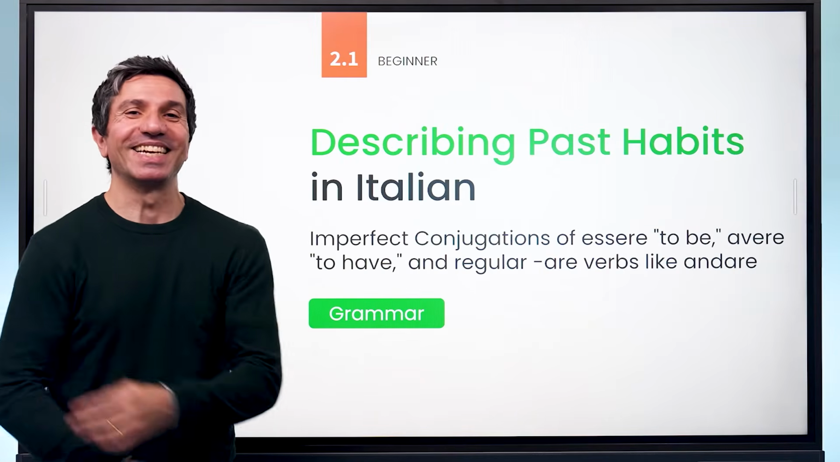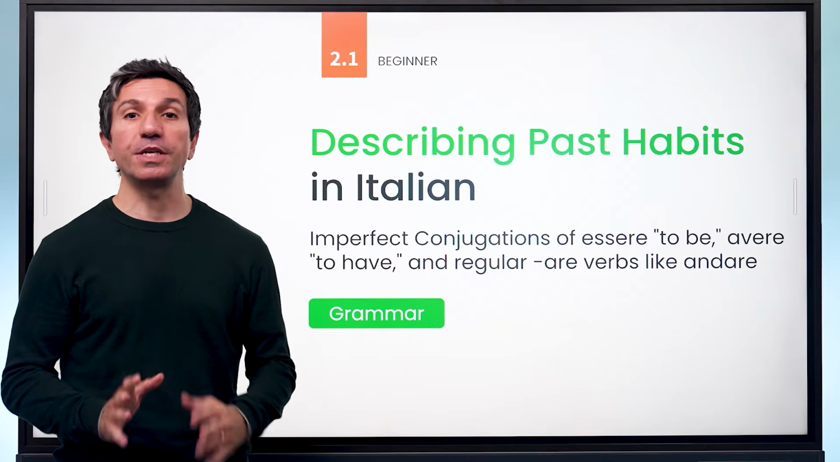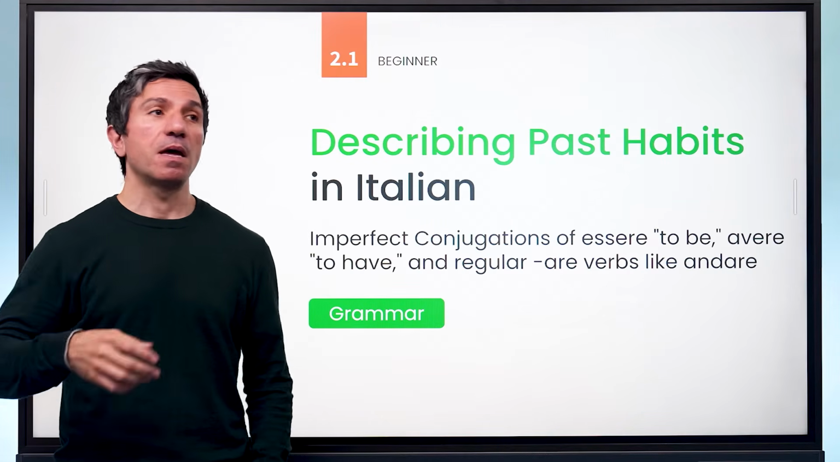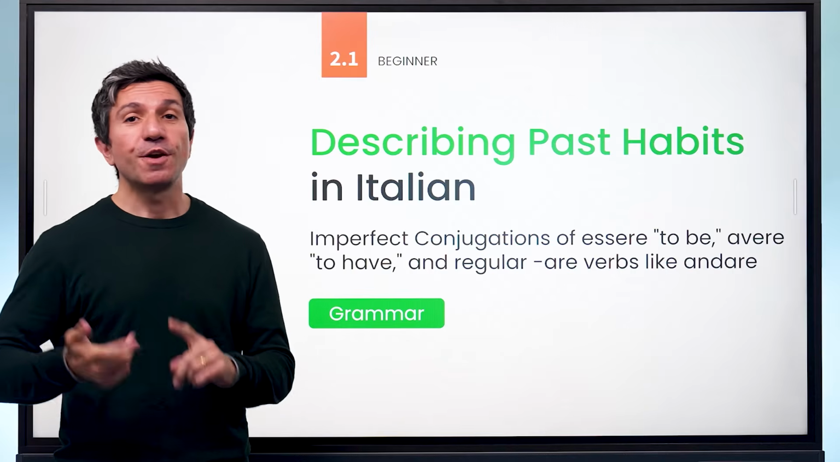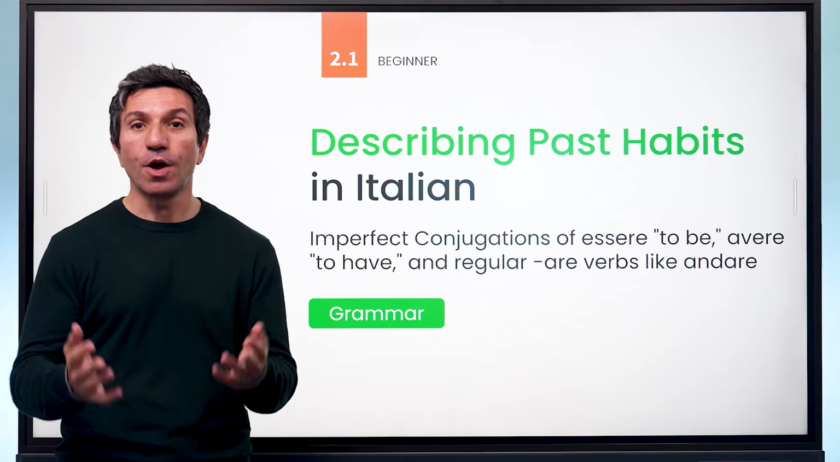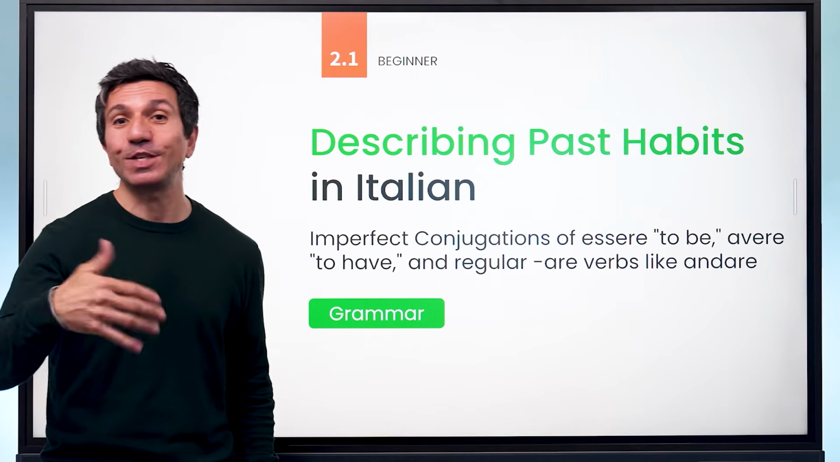Thank you for watching. Now you know how to use the imperfetto to describe how things were in the past, habits, age, feelings, and ongoing situations in Italian. And now you can move on to the next lesson in the pathway.